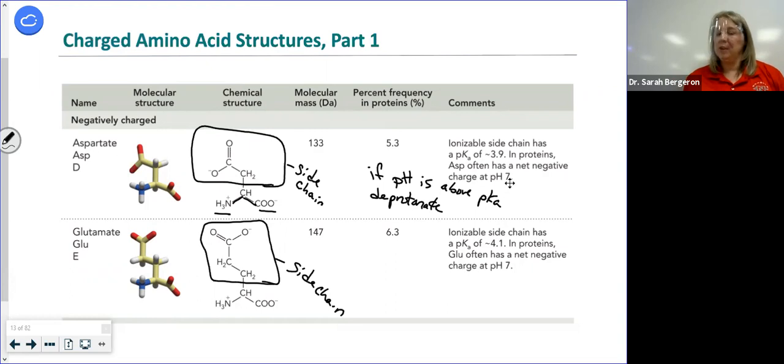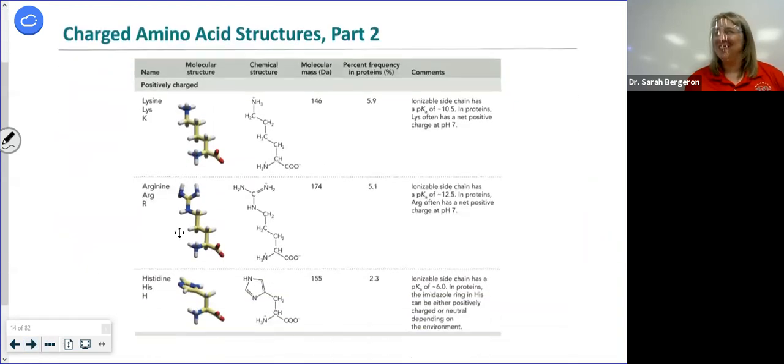So here we're at pH 7. pH 7 is above 3.9, and therefore this oxygen is deprotonated. So at pH 7, aspartate is carrying a negative charge. Because these charges, if this is positive and this is negative, they cancel each other out, right? So the amino acid would be neutral if there were no side chain that had an ionizable hydrogen. This is where that acids and bases information really gets useful.